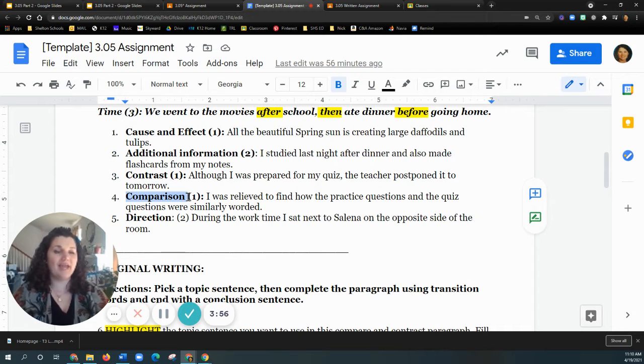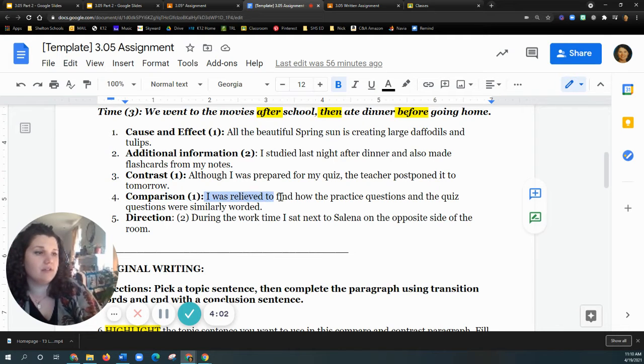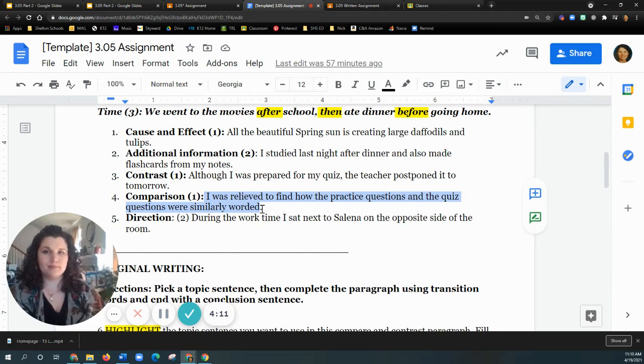Number 4, comparison. So we're looking at how 2 things are alike. I was relieved to find how the practice questions and the quiz questions were similarly worded. So where's the word that shows that 2 things are being compared and that they're alike in some way?